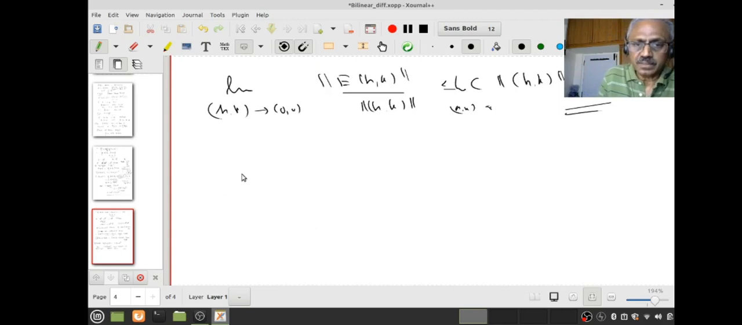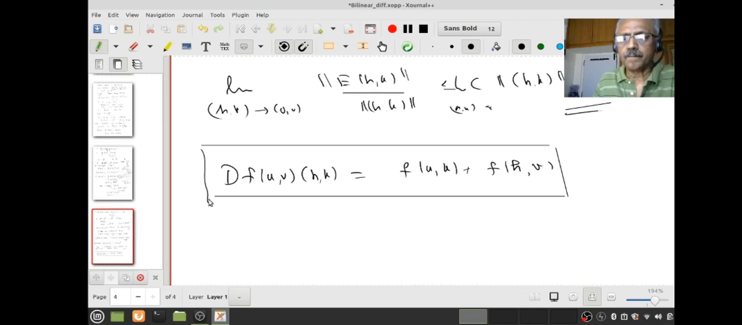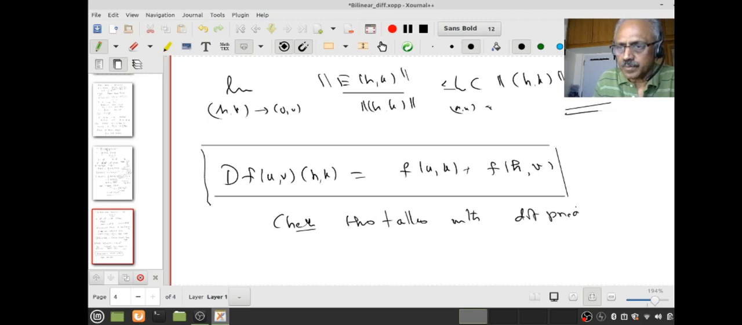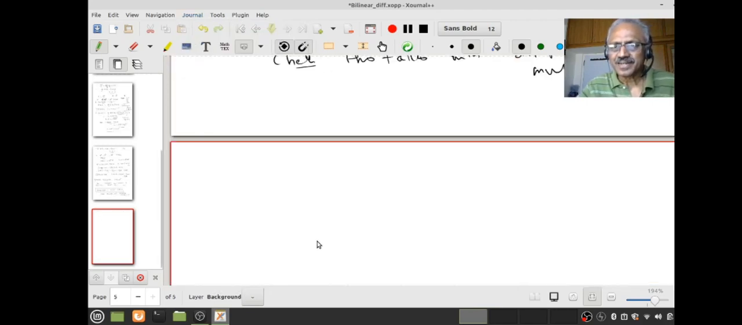Okay, so let us record the thing. So what do I have? The derivative of f at the point (u,v) acting on (h,k) is f of uk plus f of hv. Do you understand this? So we have found out the derivative. Please check, if you have your notes or if you have done it earlier, check. This tallies with the dot product map and multiplication on R. In fact, multiplication on R is also the dot product when n equals 1. So it's not anything special. Are you through now? Good.